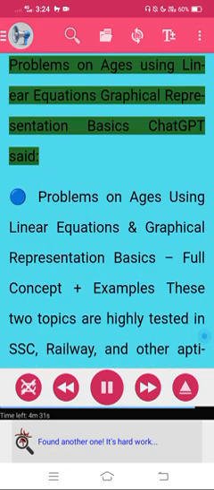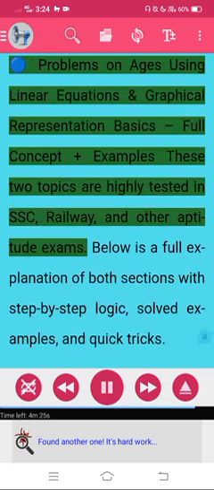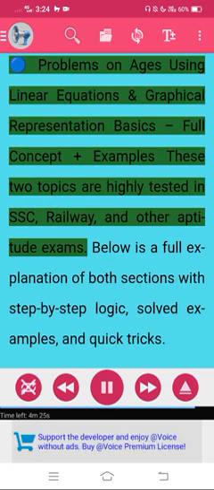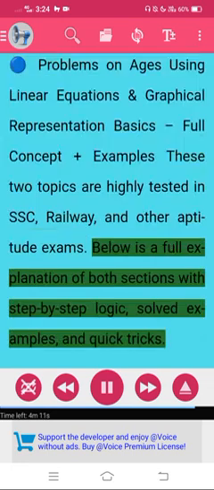You said: Problems on ages using linear equations. Graphical representation basics. ChatGPT said: Problems on ages using linear equations and graphical representation basics. Full concept plus examples. These two topics are highly tested in SSC, railway, and other aptitude exams. Below is a full explanation of both sections with step-by-step logic, solved examples, and quick tricks.